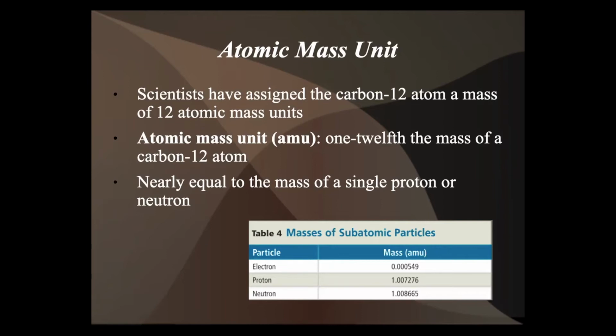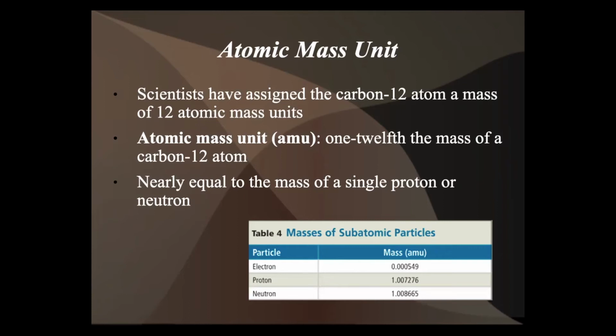You can see the chart. A proton weighs 1.007276 atomic mass units. Neutron weighs 1.008665 atomic mass units. So you can round those both to 1. And they're pretty much one atomic mass unit for both. Now, neutrons do weigh a little bit more than protons, but not by much.